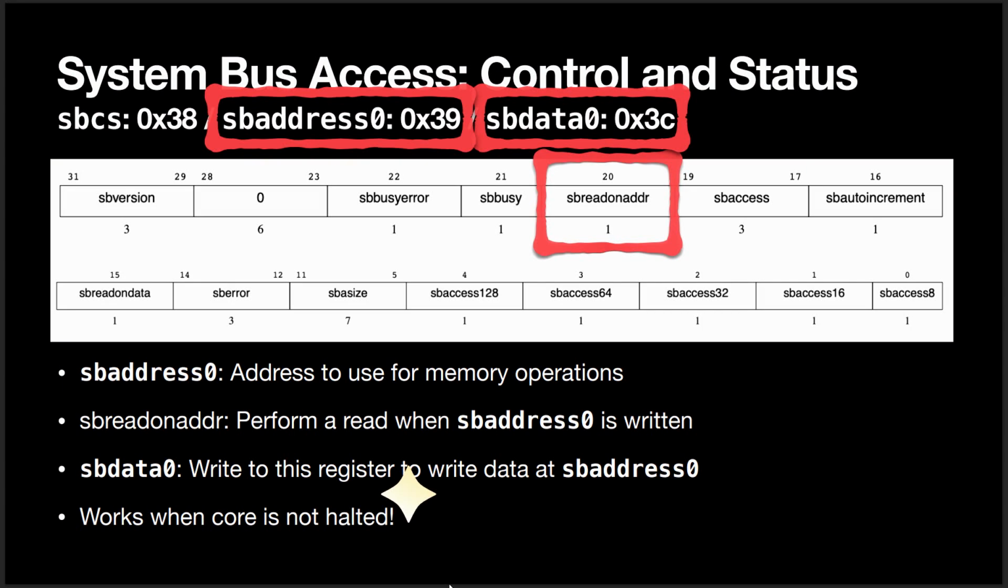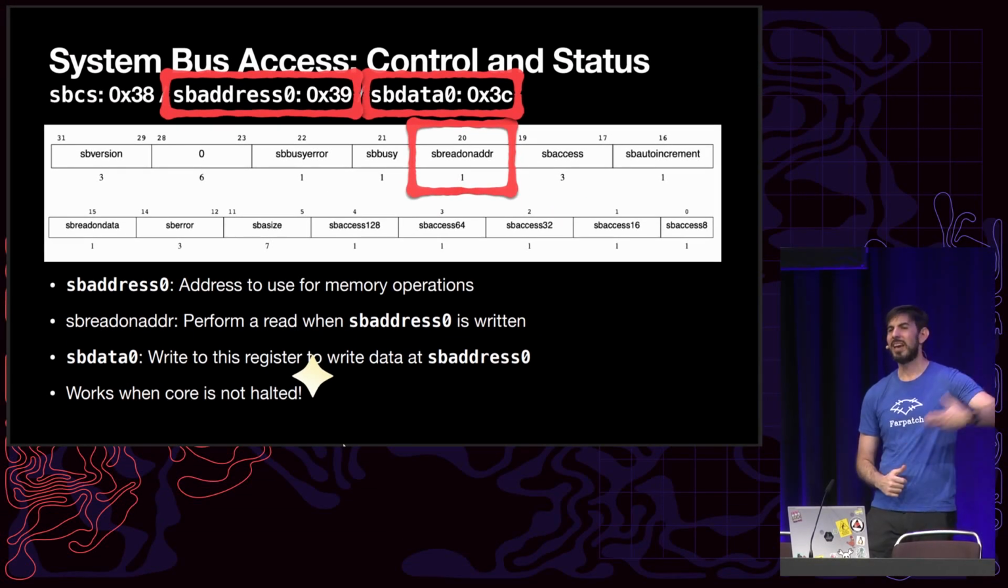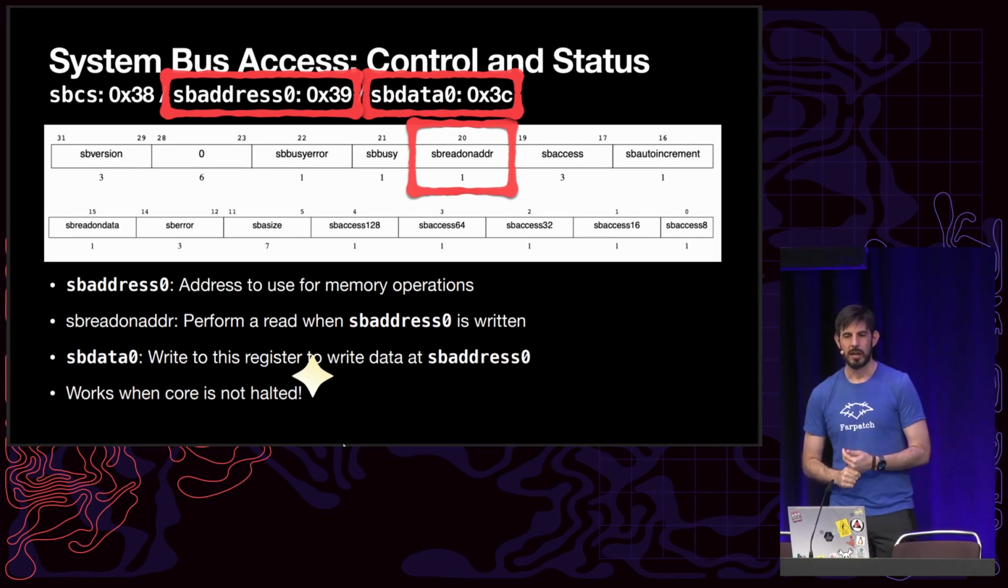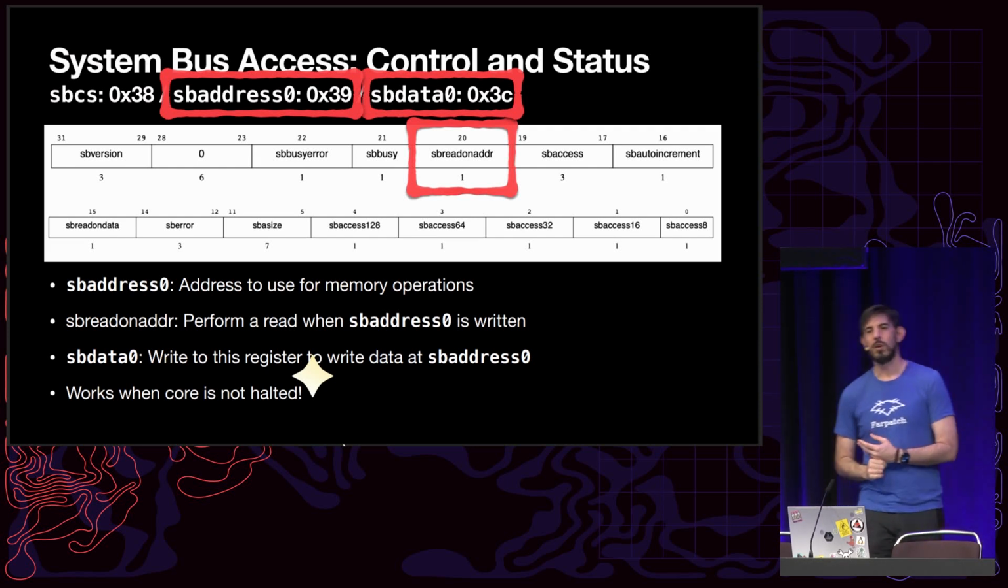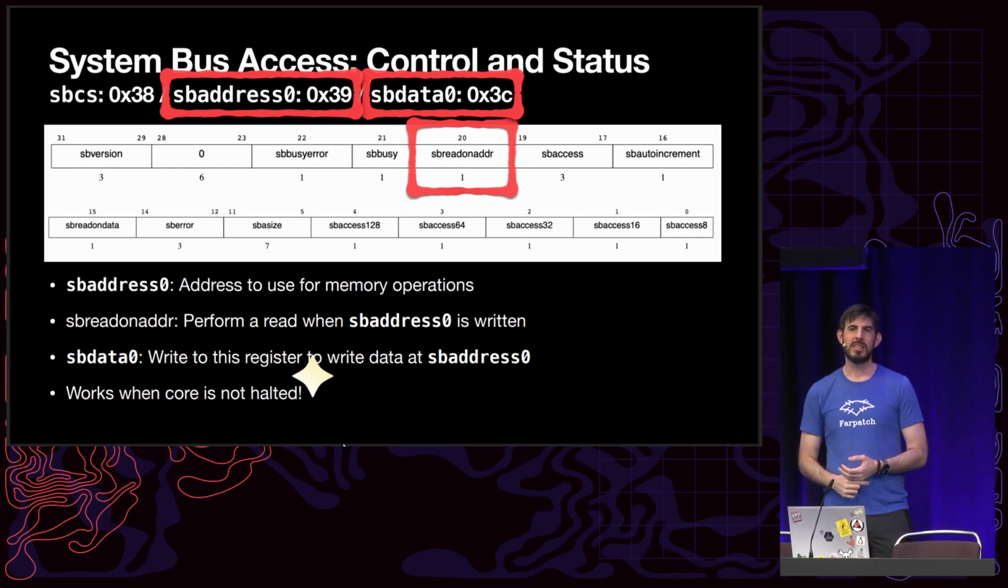It's very similar to the other 2 in that you would have SB data 0, which is where the data gets read to or written from. You have another address, SB address 0. And you could set all sorts of things, like when you write to the address, read from that value and stuff it in the data register. Otherwise, if you write to the data register, that gets sent immediately to the address that is currently in address.